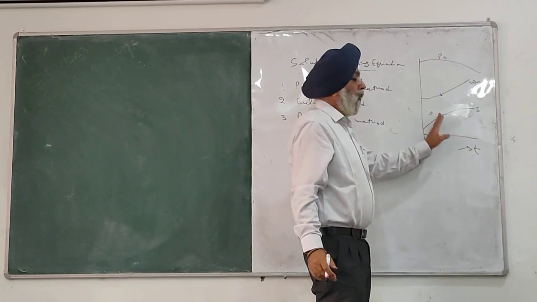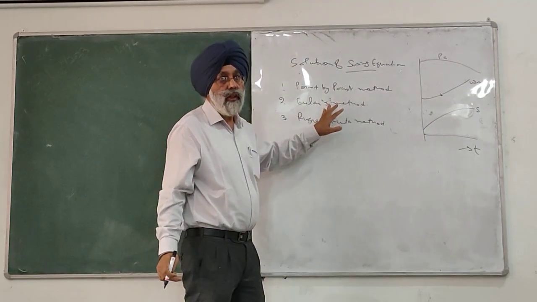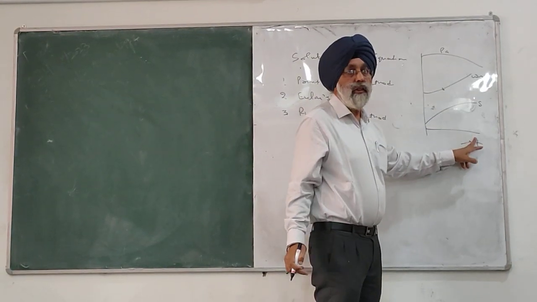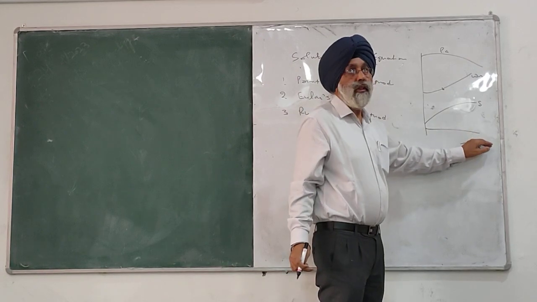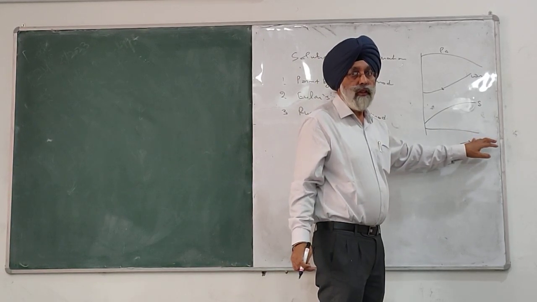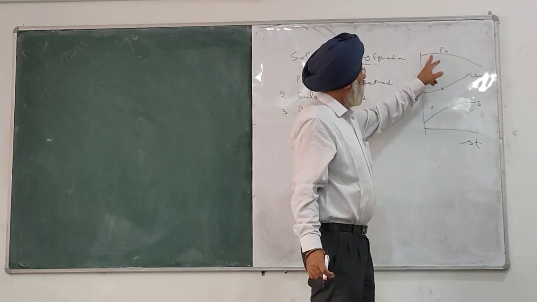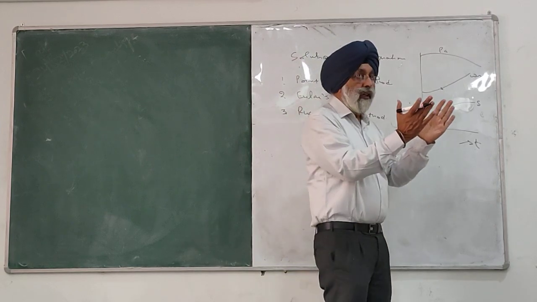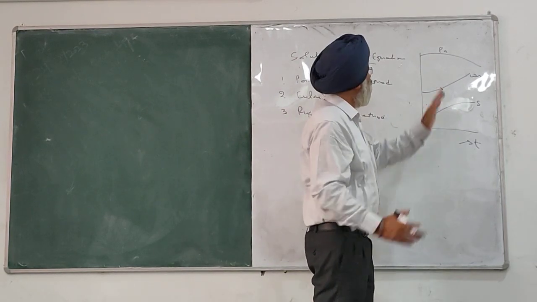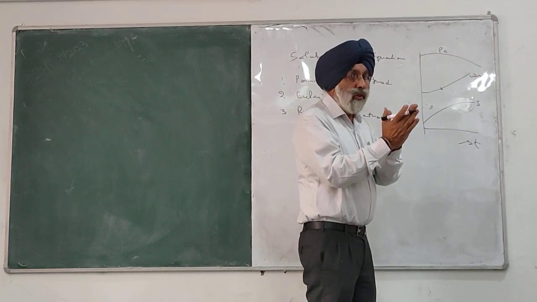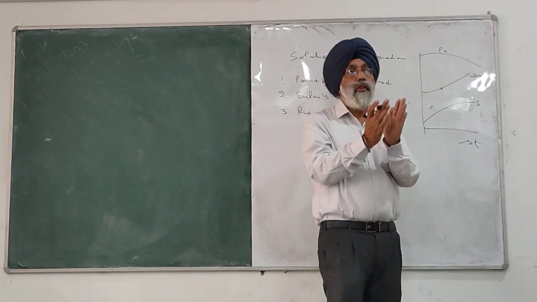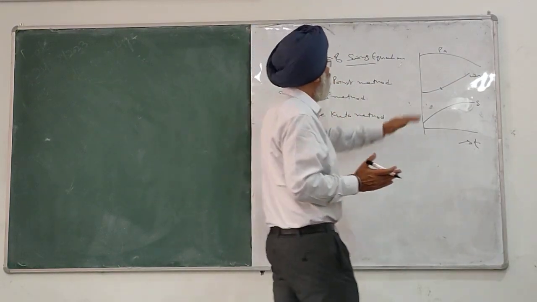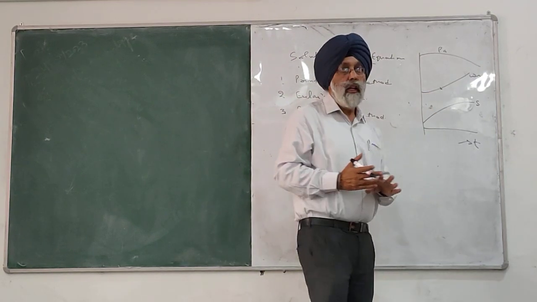The point by point method is not in your syllabus. In this method, we divide the total period of disturbance into equal time periods, and we assume the value of the accelerating power during each period remains constant. Although it is not actually constant, during a small interval we assume it remains constant. From that, we calculate the values of omega and delta.